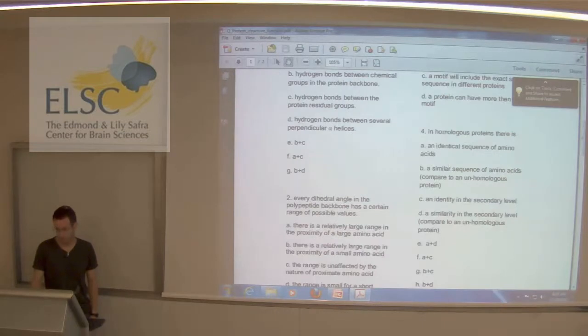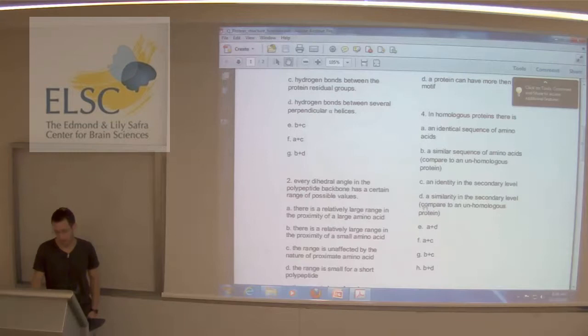Four. In homologous proteins, there is... What is the relation between homologous proteins? This is kind of the question. An identical sequence of amino acids. So what do you think? Again, it's the same issue of consensus. A similar sequence of amino acids compared to a non-homologous protein. So B and D here are correct.